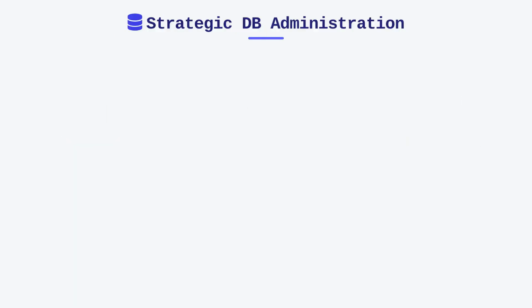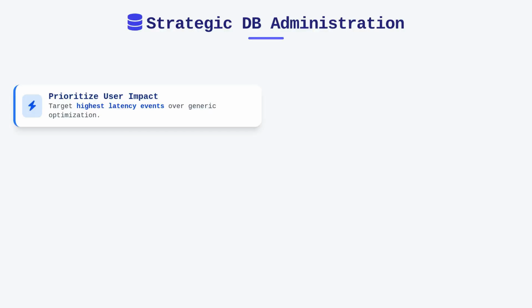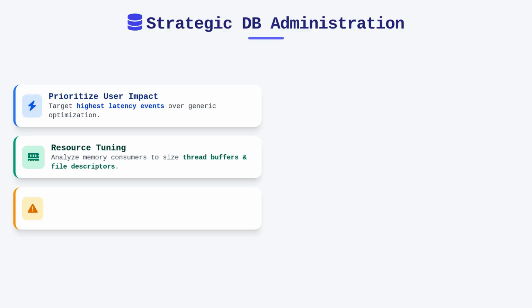The data provided by these schemas is only as good as the questions we ask of it during our routine maintenance. Focus your efforts on the highest latency events that directly impact user experiences, rather than getting lost in optimization for the sake of optimization. Identifying memory consumers helps you tune the configuration variables we discussed earlier, ensuring that thread buffers and file descriptors are sized appropriately for your workload.